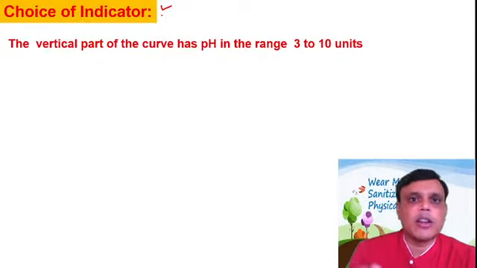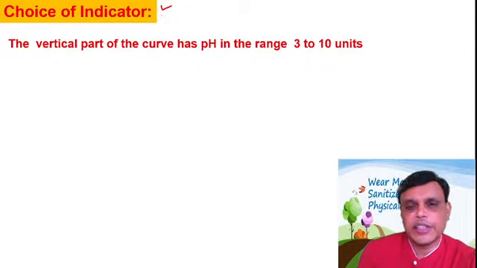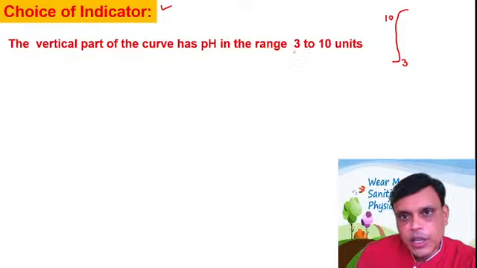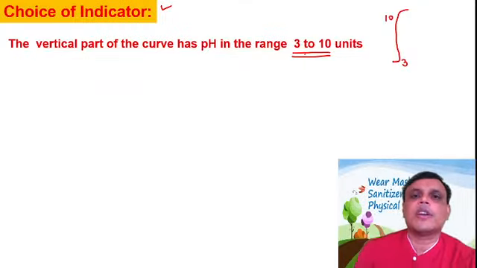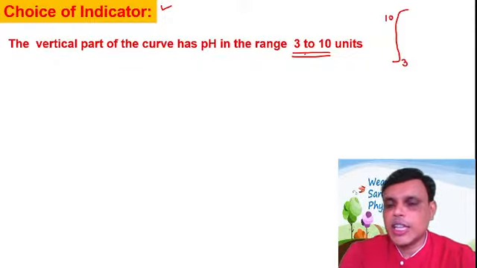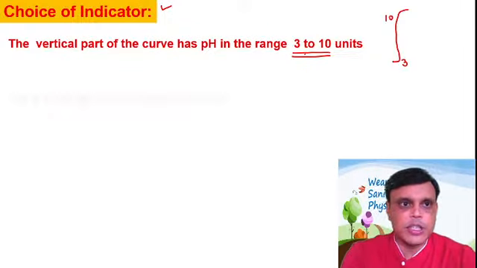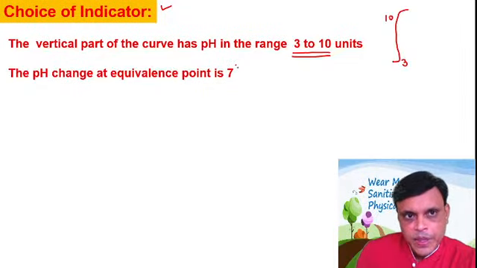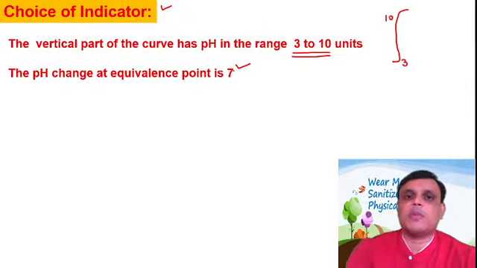The vertical part of the curve has a pH in the range... Vertical part means this part, which has pH in the range. Here pH is 3 and here pH is 10. So in the range of 3 to 10 units, this vertical part of the curve has pH. This is the first point. Then the pH change at the equivalence point is 7. The pH at the equivalence point is 7.